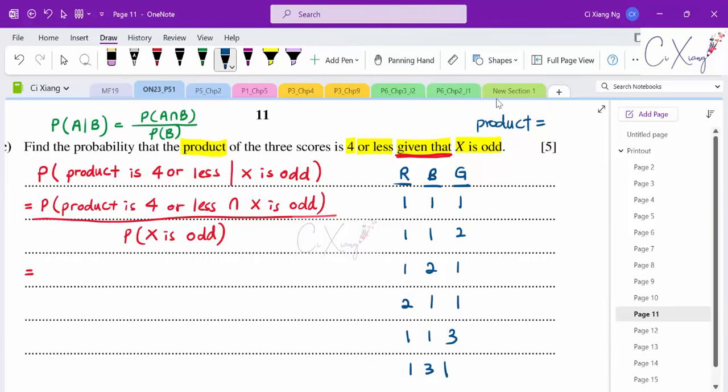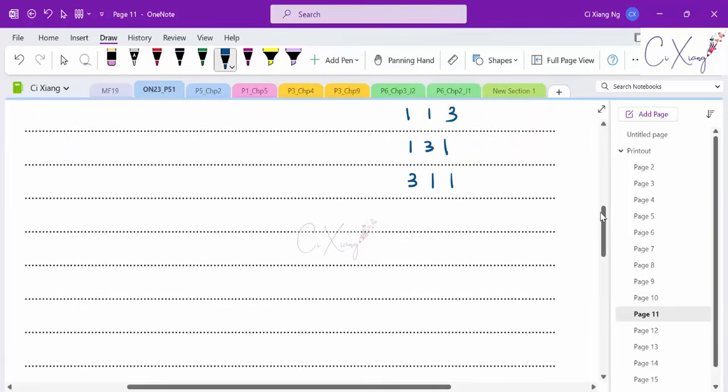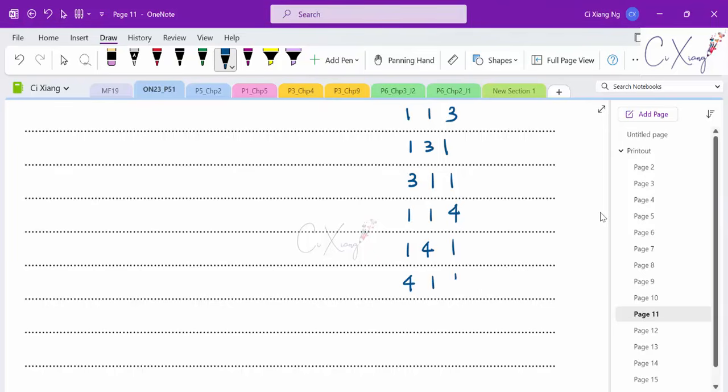So then how about for the product score equals to 4? For the product score equals to 4, you will have 1, 1, 4, 1, 4, 1, and also 4, 1, 1. There are many cases, right? But just be patient. It is easier for us to visualize it.